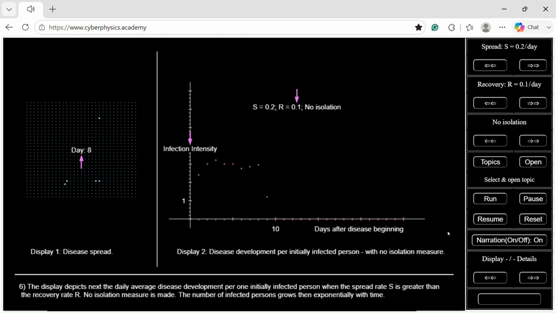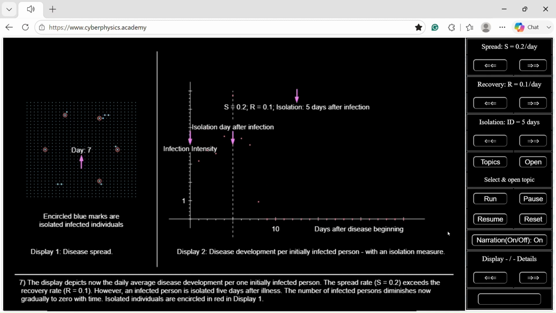The display depicts next the daily average disease development per one initially infected person when the spread rate S is greater than the recovery rate R. No isolation measure is made. The number of infected persons grows then exponentially with time.